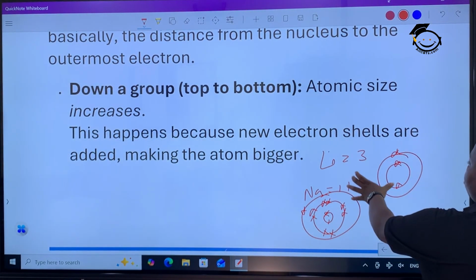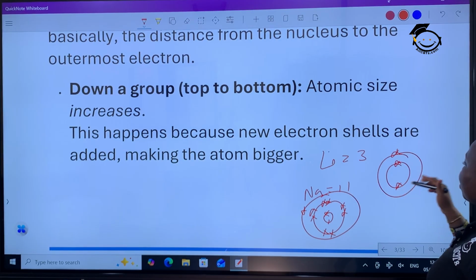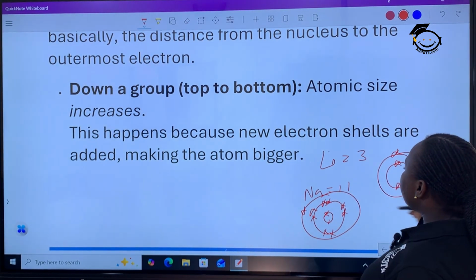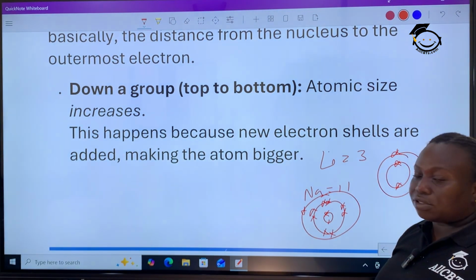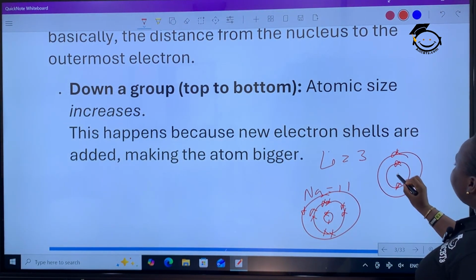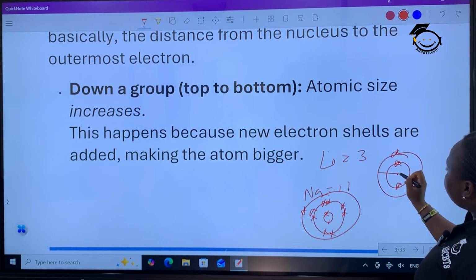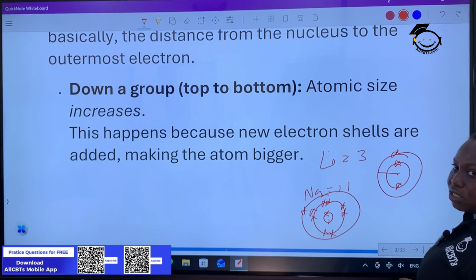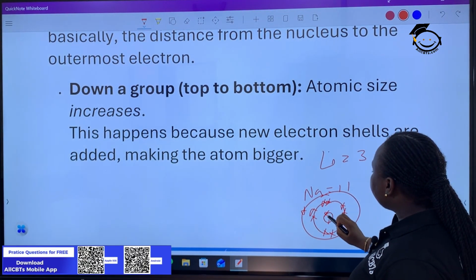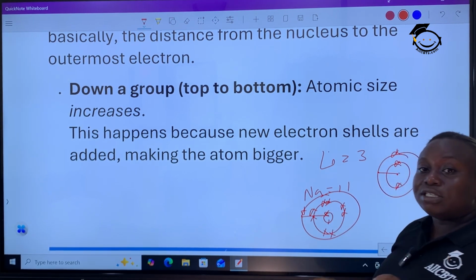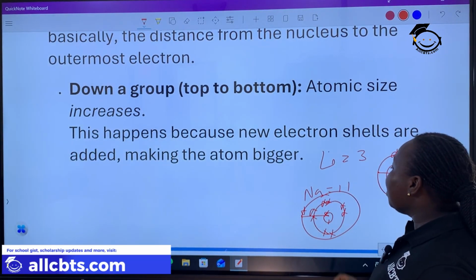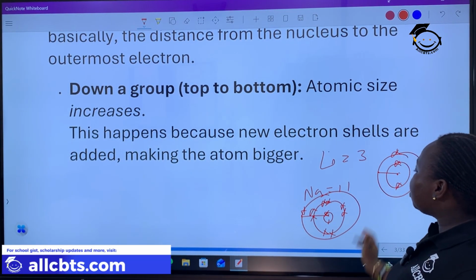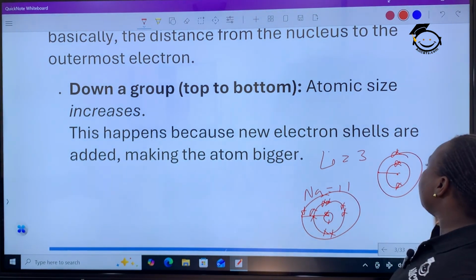If you look at this lithium, there are just 2 shells here. But if you count this sodium, you can see 1, 2, 3 shells. Now, the distance from the middle to the end of the outer electron, the one that carries more distance, the higher radius, is obviously sodium, because it has 3 shells, while lithium has 2 shells.